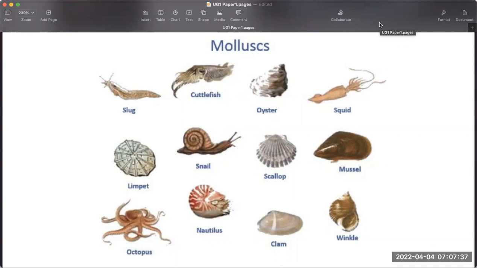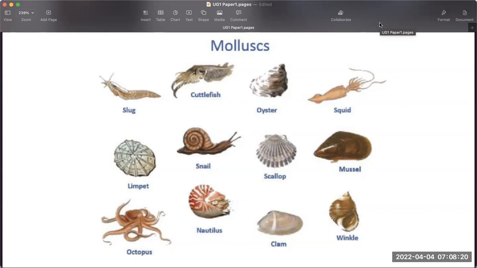Mollusks are soft-bodied, bilaterally symmetrical, segmented, coelomate animals. Usually they are presented with a shell, having a mantle, ventral foot, anterior head, and a dorsal visceral mass. These are the common examples of mollusks: cuttlefish, oyster, squid, pila, unio, clam, octopus.